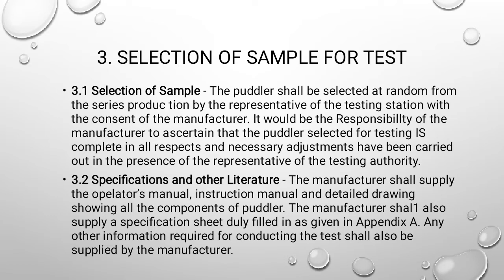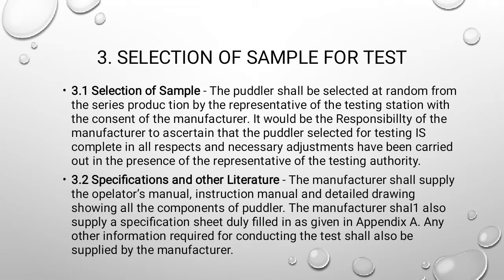Now, how do they select the sample for the test? For the selection of the sample, the puddler shall be selected at random from the series production by the representative of the testing station with the consent of the manufacturer, and it would be the responsibility of the manufacturer to ascertain that the puddler selected for testing is as per the Indian standard.